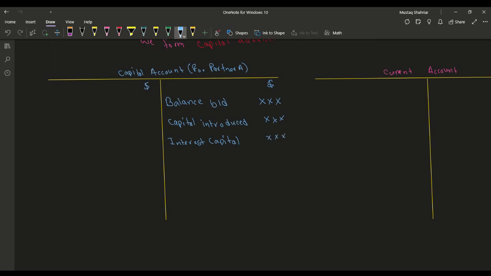So you have to really understand this, because this will be on your MCQs a lot. And similarly, if they get a salary, that will also increase their capital account. And lastly, it's the profit share they get. So profit shares will be on this side and loss share will be on this side. So if the residual value is a loss, it's going to be on the debit side, because partner A now has to pay the business the loss amount. So I'll close this.